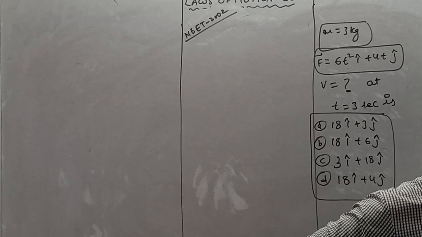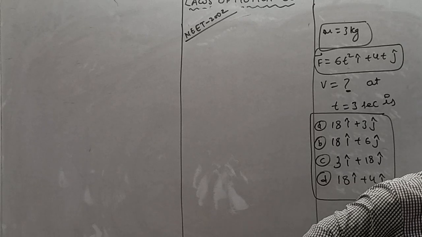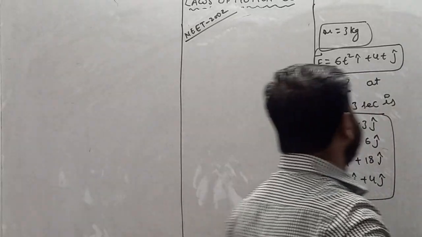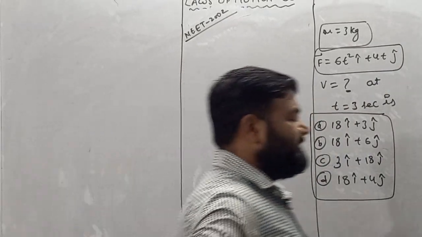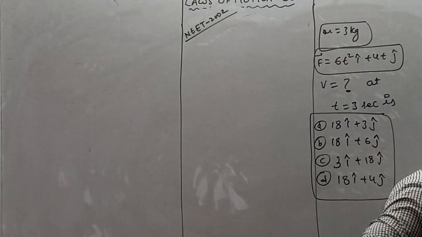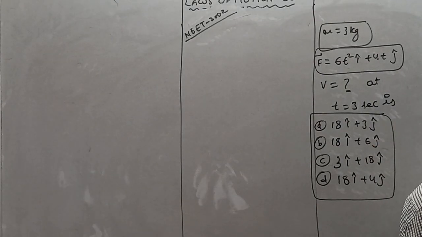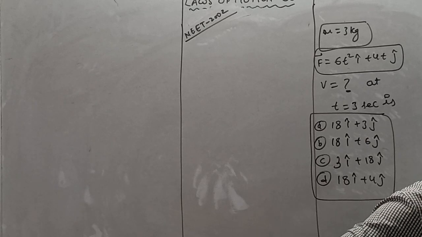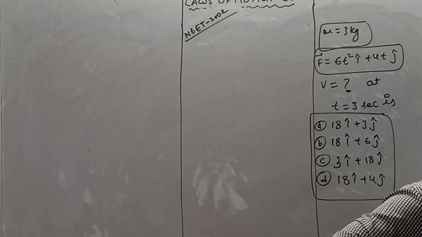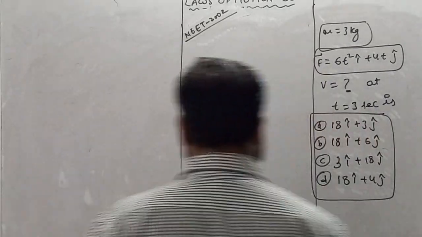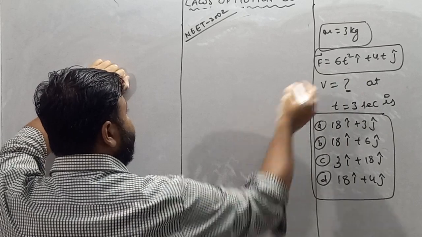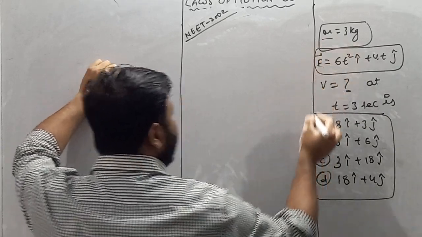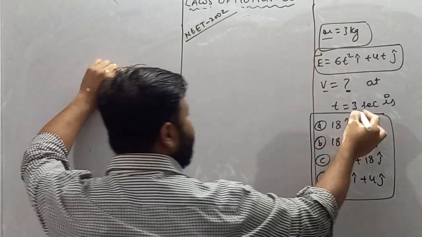An object of mass 3 kg is at rest. Now a force F vector equal to 6t square i cap plus 4 j cap is applied on the object. Then what is the velocity of the object at t equals 3 seconds? We have to find the velocity of the object, my dear students. To get it, see.